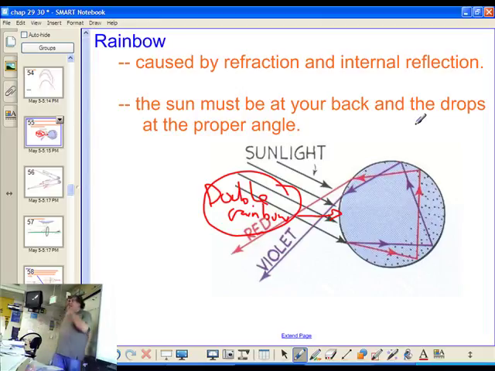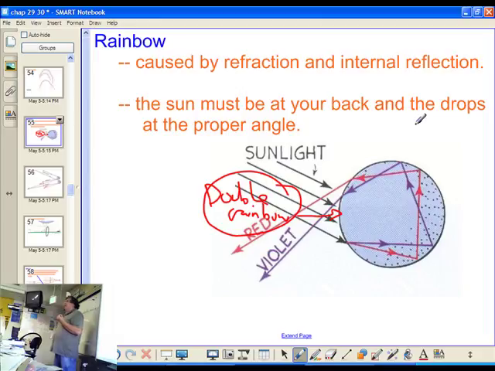Rainbows are caused by refraction and internal reflection. The sun must be at your back and the drops have to be at the proper angle to see them. Because it has to be a particular angle, everybody sees their own rainbow. Nobody can see the same rainbow. You can see a similar rainbow, but the droplets of water you're seeing the rainbow from are different from those of the person standing right next to you.